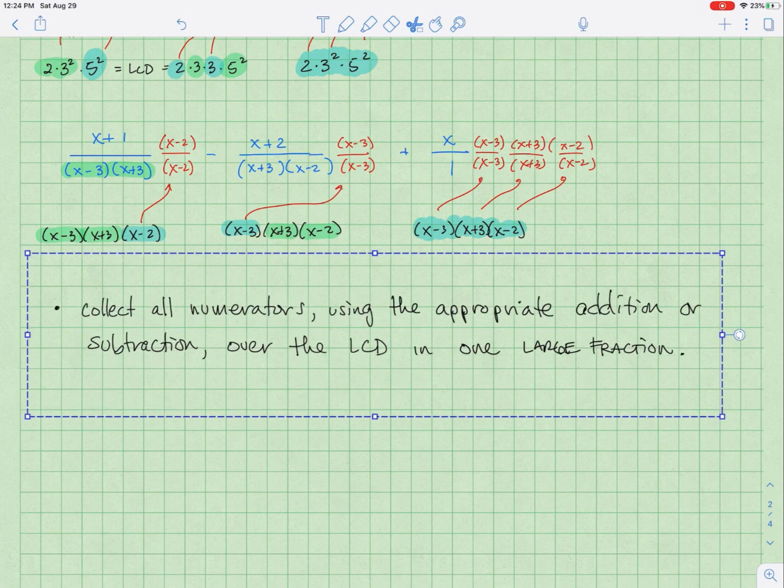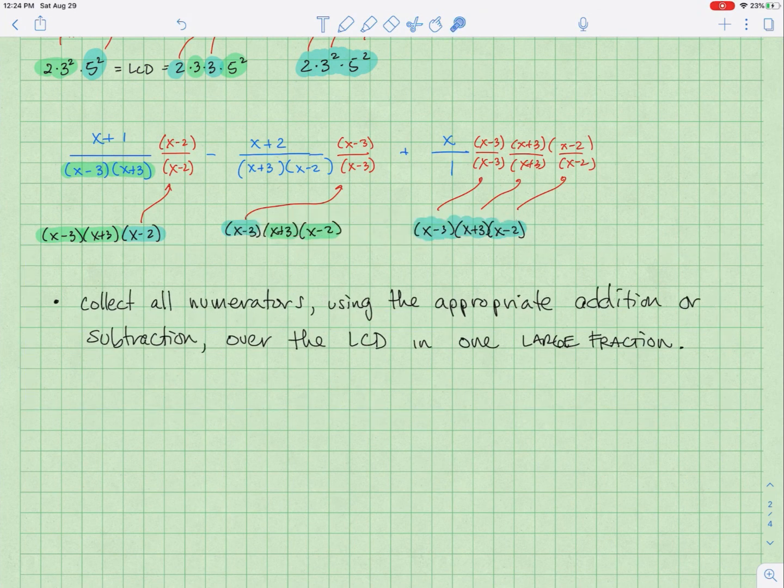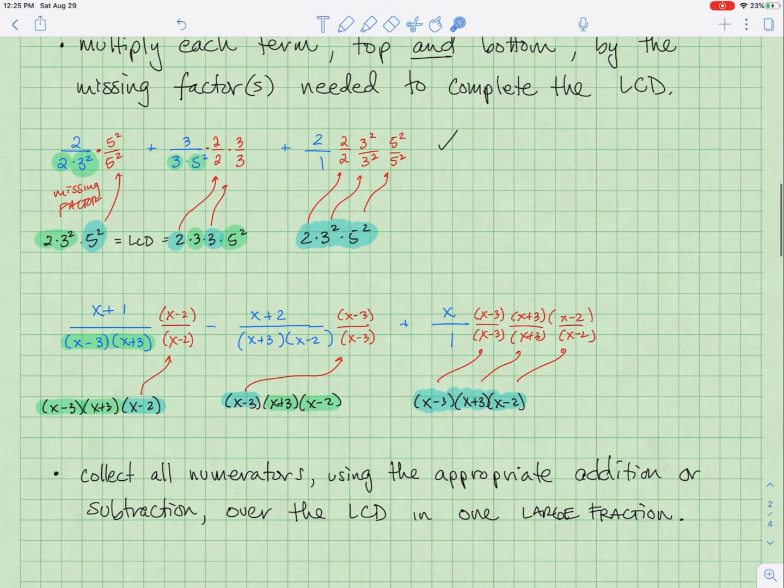Let's move this up a little bit. Our next step in this process: collect all the numerators using the appropriate addition or subtraction over the LCD in one large fraction. So what am I talking about there? Well, let's start with this expression that we have here.